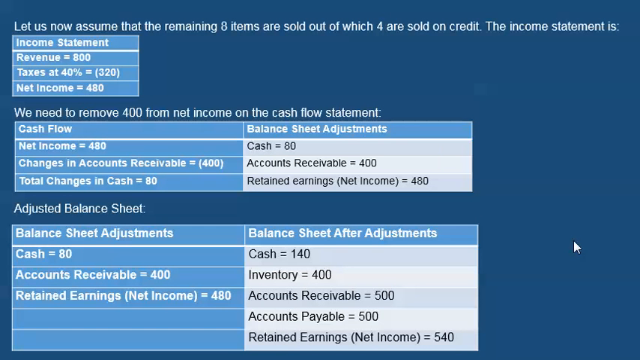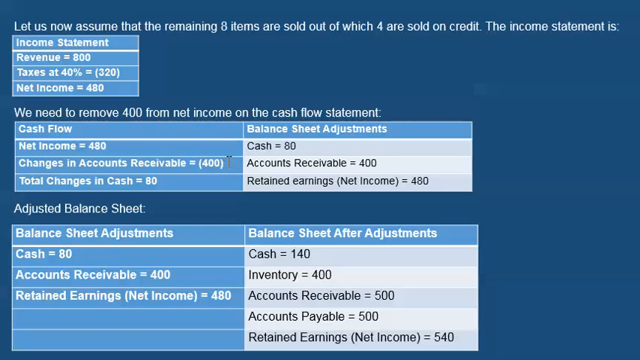Let us now assume that the remaining 8 items are sold, out of which we have sold 4 items on credit. Income statement will look as under. Revenue is 800. Taxes at 40% equals 320 negative. So our net income will be $480. We need to remove 400 of the net income on the cash flow statement. So net income on the cash flow is 480.